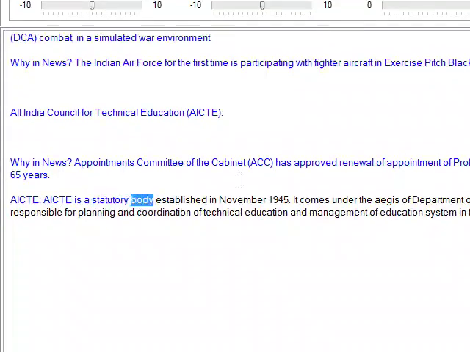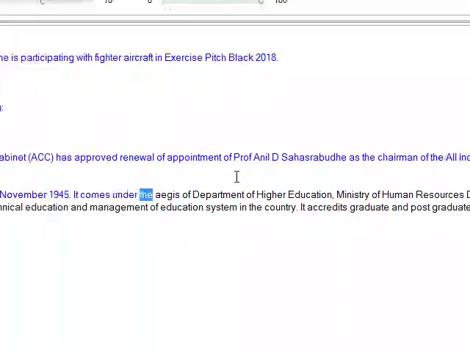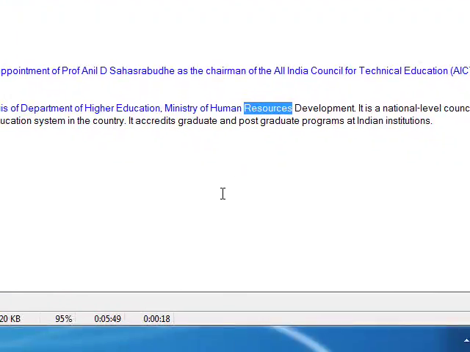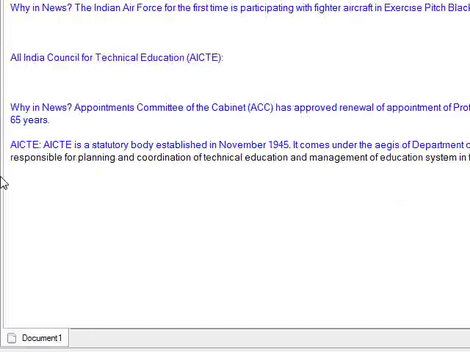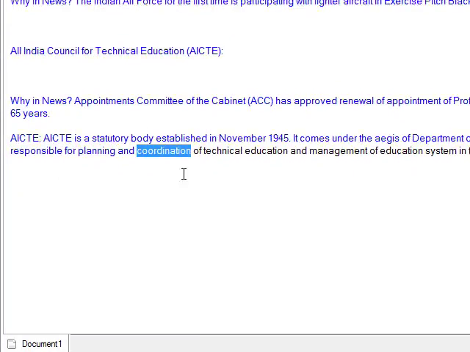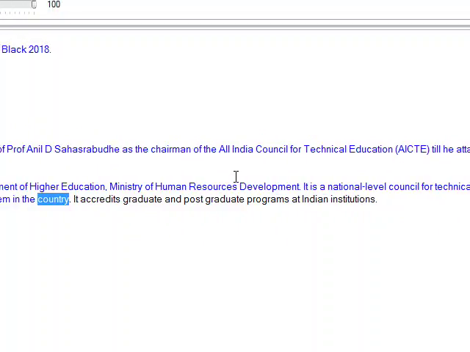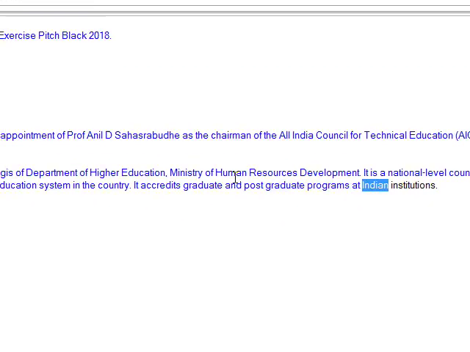AICTE is a statutory body established in November 1945. It comes under the aegis of Department of Higher Education, Ministry of Human Resources Development. It is a national-level council for technical education responsible for planning and coordination of technical education and management of education system in the country. It accredits graduate and postgraduate programs at Indian institutions.